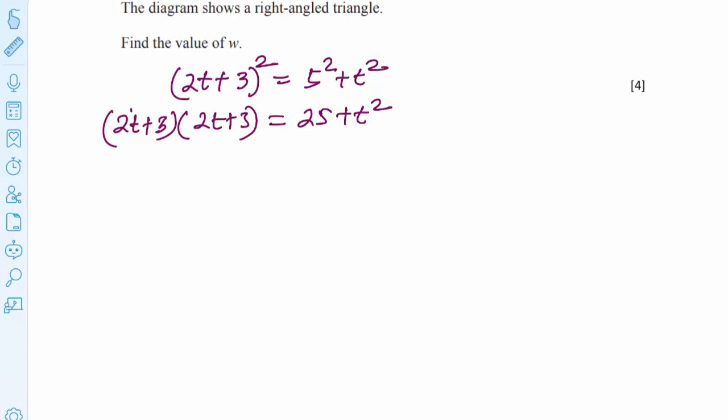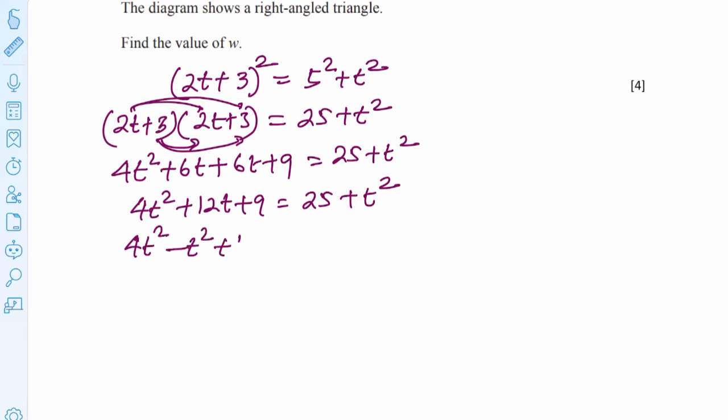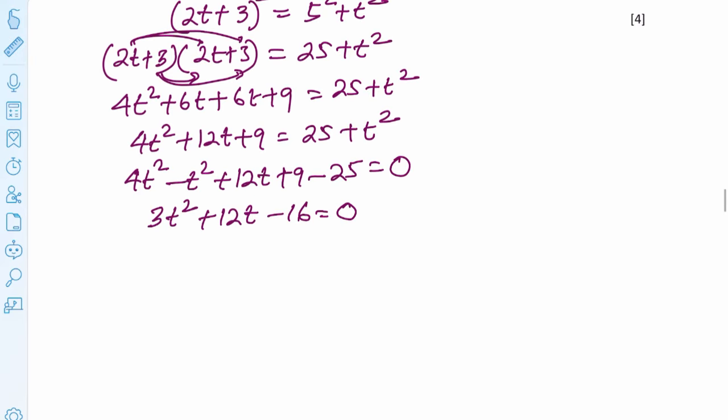When we expand this bracket, it will be 4T squared plus 6T, again this one will be 6T, and 3 times 3 will be 9, which equals 25 plus T squared. So I am getting 4T squared plus 12T plus 9 equals 25 plus T squared. We'll bring all the terms to one side. So 4T squared minus T squared plus 12T plus 9 minus 25 equals 0. So 4T squared minus T squared becomes 3T squared plus 12T, and 9 minus 25 equals minus 16, equals 0. Did you get it up to this clearly?